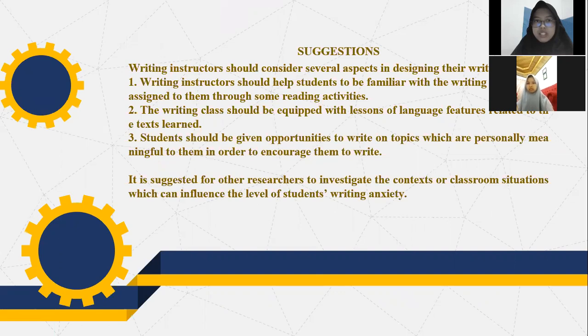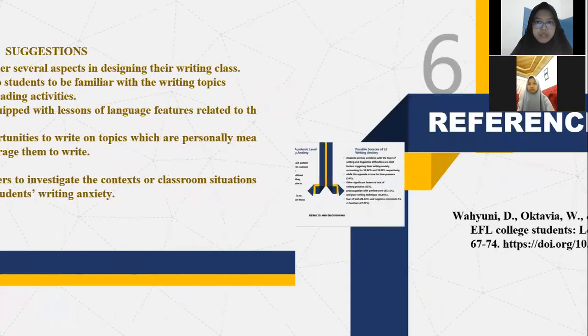And here are some suggestions for writing instructors. Like the first, writing instructors should have students be familiar with the writing topics assigned to them through some reading activities. And the second, the writing class should be equipped with lessons of language features related to the text learned. And the third, students should be given opportunities to write on topics which are personally meaningful to them in order to encourage them to write. And there is a suggestion for other researchers, that is to investigate the context or classroom situation which can influence the level of students' writing anxiety.